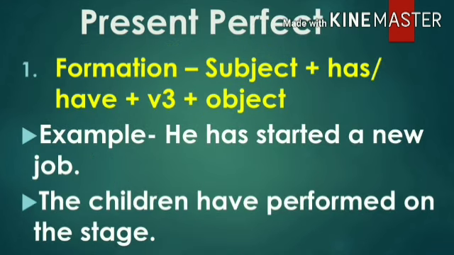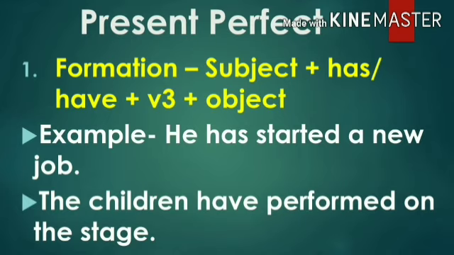Next, present perfect. We use present perfect tense when we want to talk about unfinished action or state or habits that started in the past and continue to the present. Let me tell you the formation. After that, I will explain with the help of examples. So what's the formation of present perfect tense? Subject plus has/have plus V3 plus object.